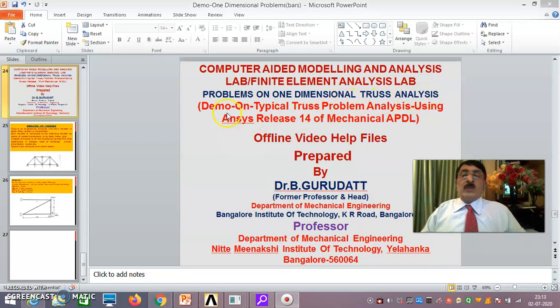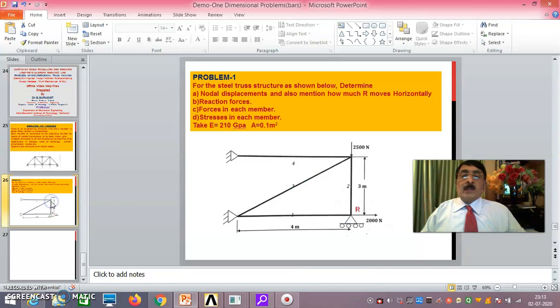Here I was showing you a demo on typical truss problem analysis using Ansys Release 14 of Mechanical APDL. In this session 1, the problem was this. And I've come till the pre-processing stage. That means the modeling had been completed, Link 180 element has been selected, material properties have been assigned, real constant has been assigned, and the only thing now is we have to go to the solution phase. So in the solution phase, the boundary conditions and loading and all that will be applied.